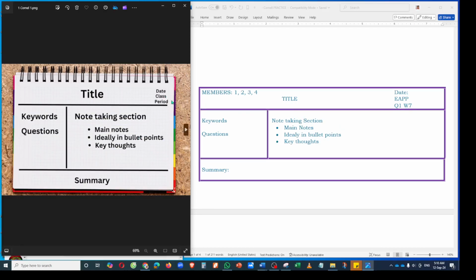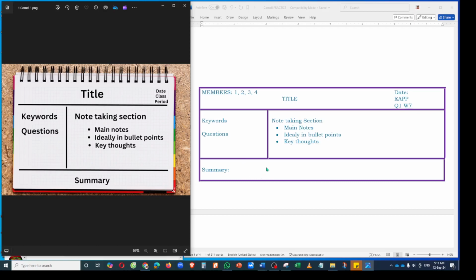notes or sample. This is the general sample for note taking. On the left, you'll write keywords and questions. To the right, yung mga notes or bullet points or thoughts related to that keyword. You need to skip lines because dapat magkatapat yung keywords or main ideas dun sa kanan na notes.